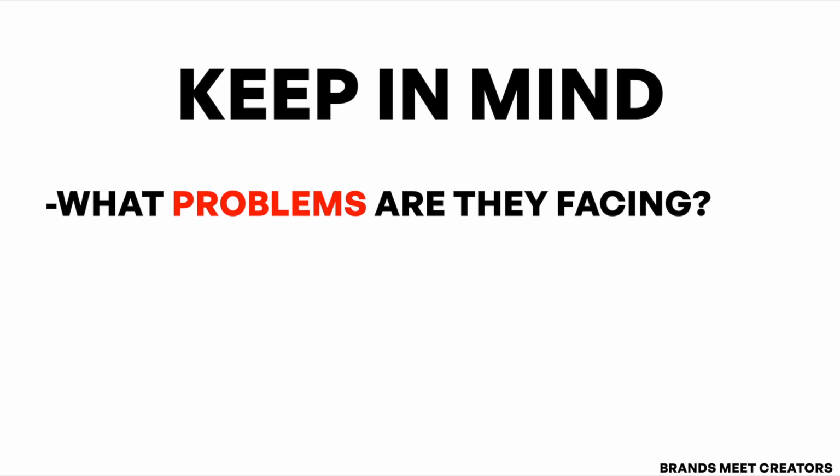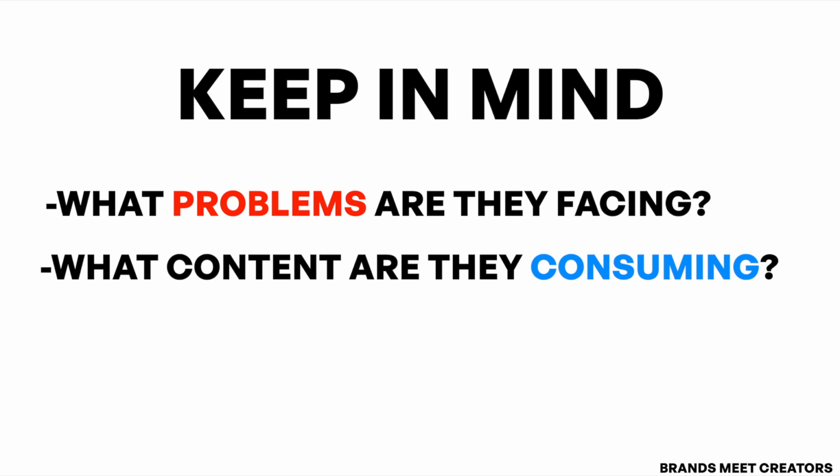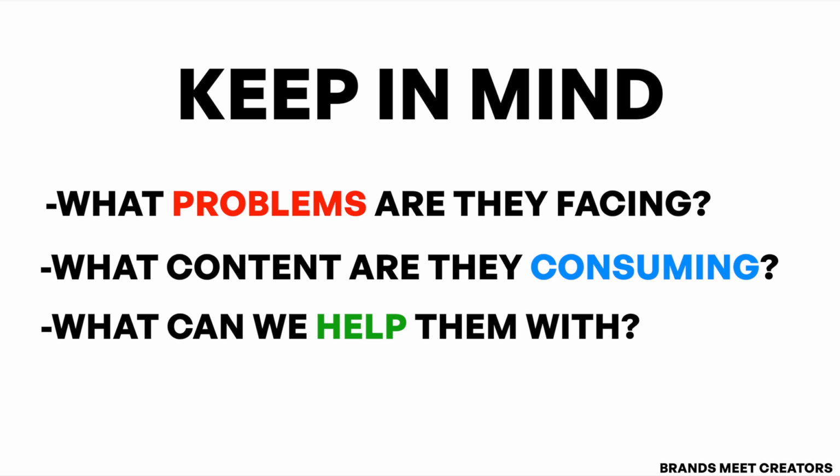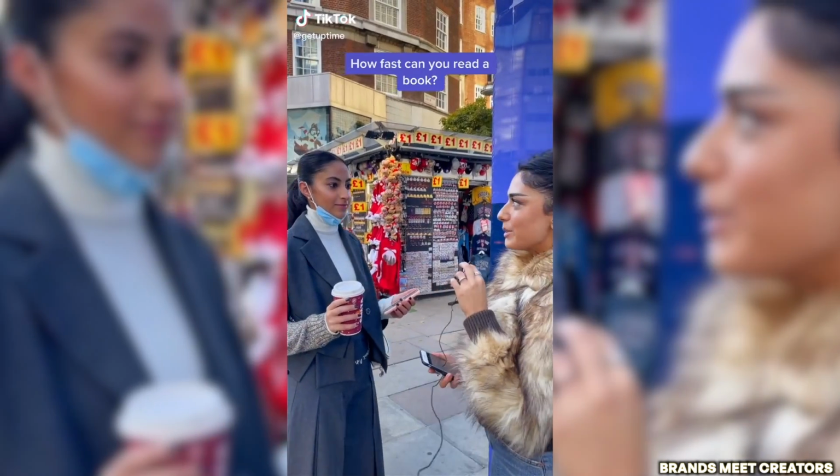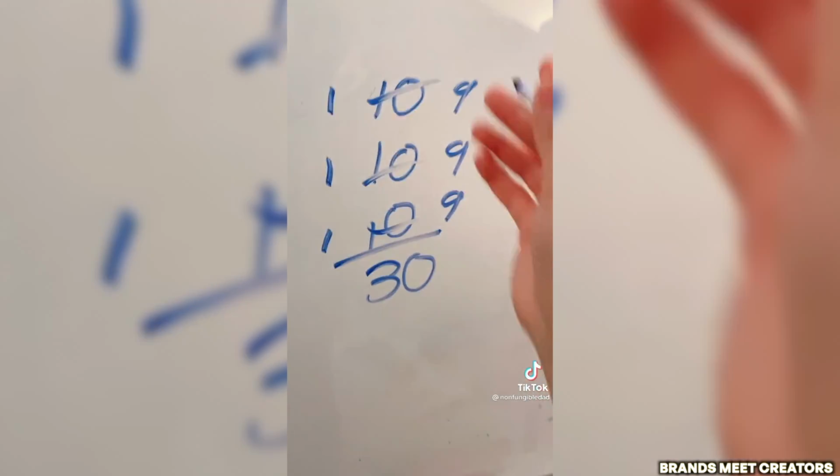So right now I want you to get a clear picture of who is your target customer. Who is this person you want to reach? And now you have to consider, what problems are they facing? What content are they already consuming? What can we help them with? What type of value can we provide them? Is that entertainment? Is that knowledge? Are we teaching them something? Start with your audience in mind and figure out, what do they want? What do they need? Their pains, their problems, their desires, and the content that they're already consuming. That's where we're gonna start.